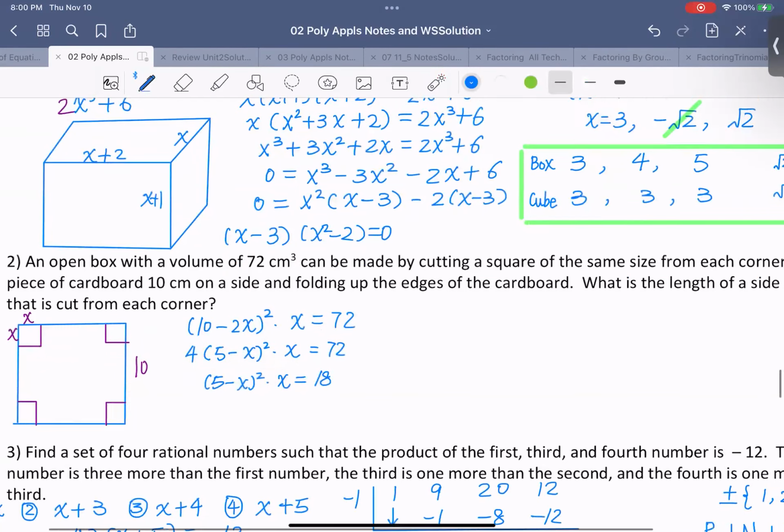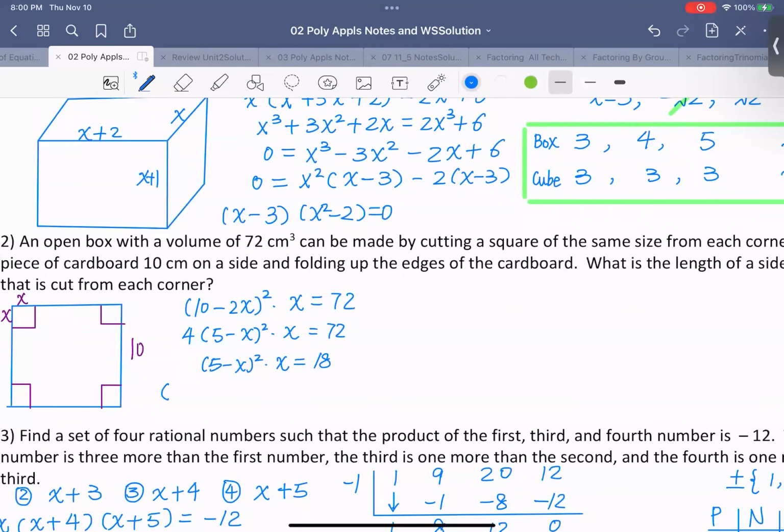And then we will do that guy square. Who is this guy? 25 minus 10x plus x squared. And then times x, right? Yes. Okay, and then go ahead. It would be x cubed minus 10x squared plus 25x minus 18. Okay, very good.